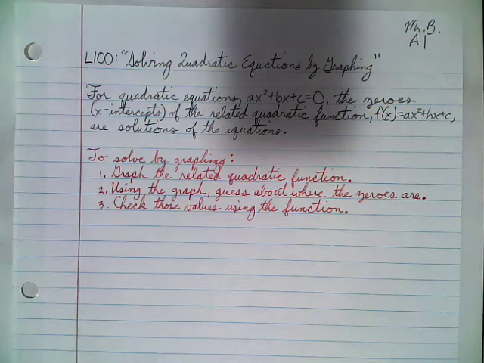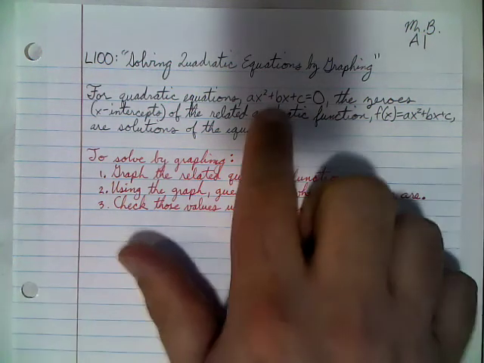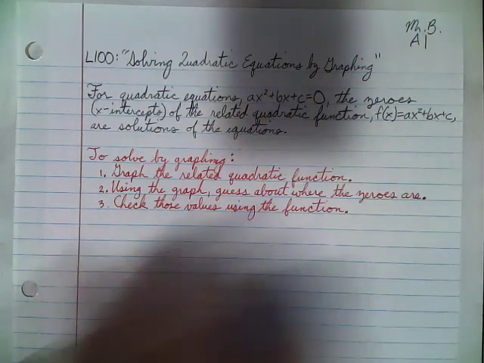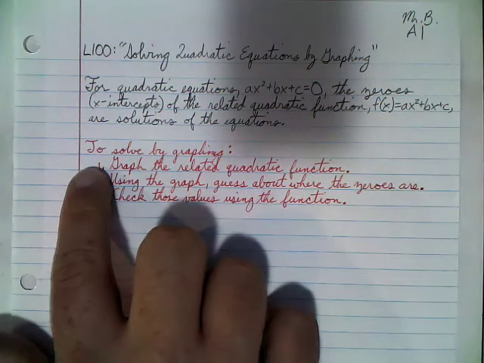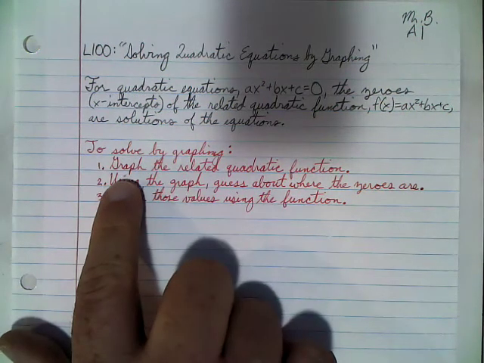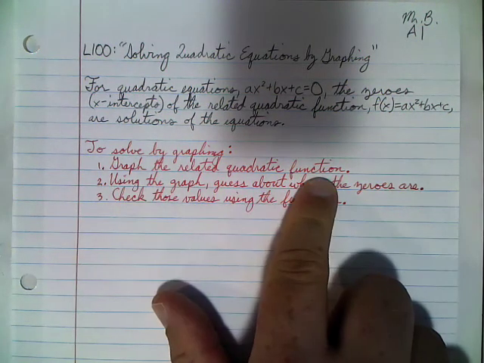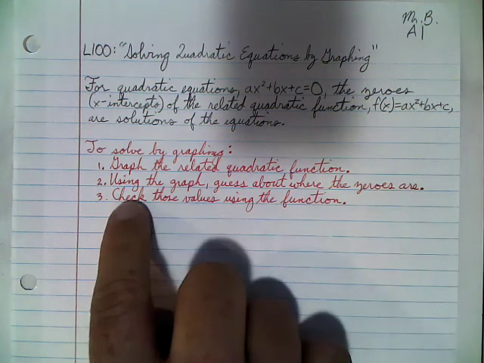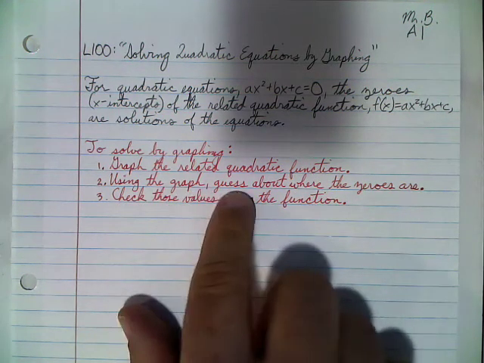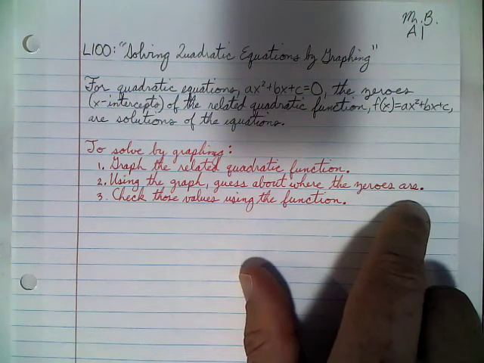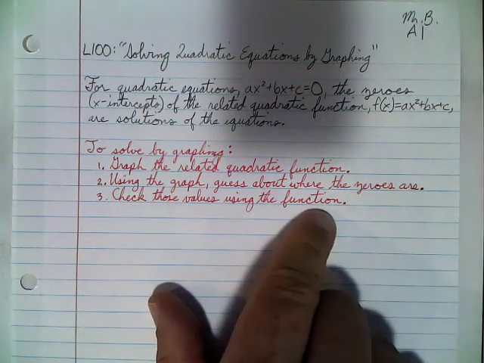So if we graph it out, wherever the x-intercepts are, those would be the solutions to your quadratic equation. So to solve by graphing, one, we're going to graph the quadratic function, the related quadratic function. Two, we're going to use the graph and guess about where the zeros are. And then three, we're going to check that those actually are zeros.